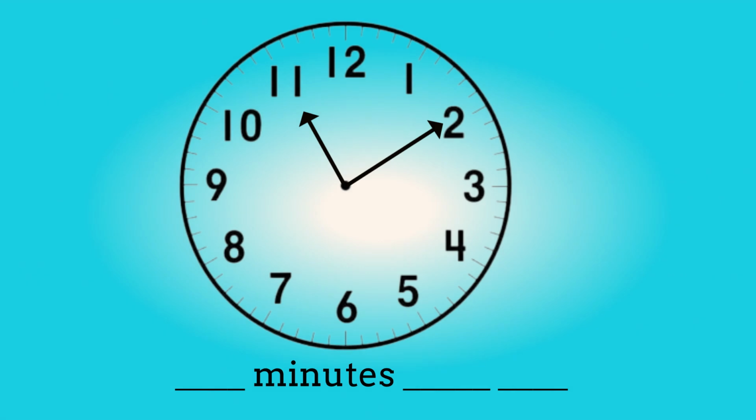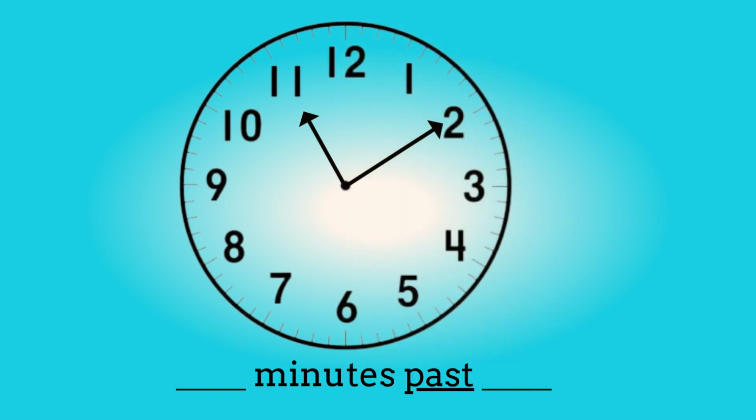Now, let's look at our first example. I have given you a clue. It is blank minutes, blank, blank. The first thing we have to look at is which side of the clock the long hand is on. Is it on the past side or the to side? It's on the past side, so we will write past.